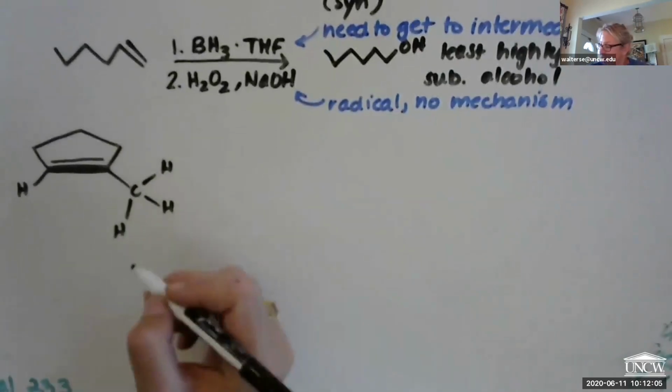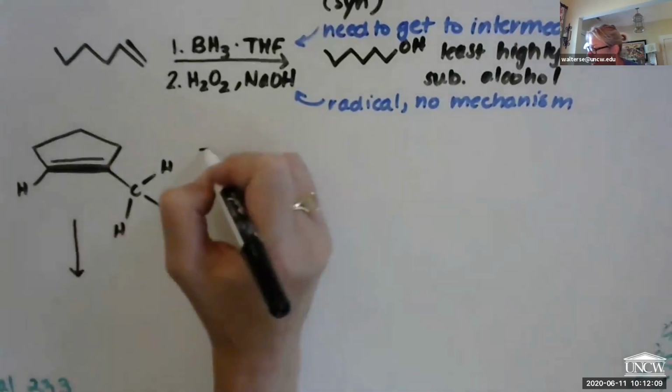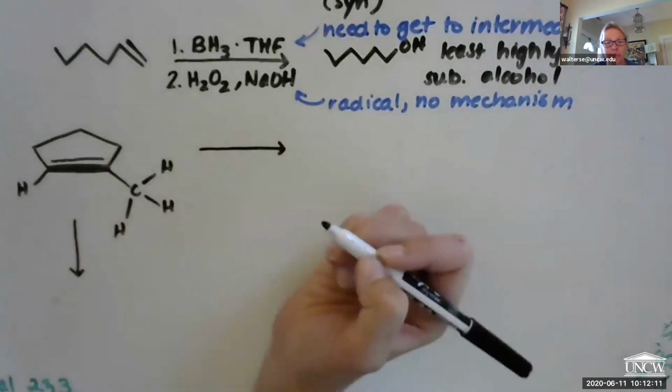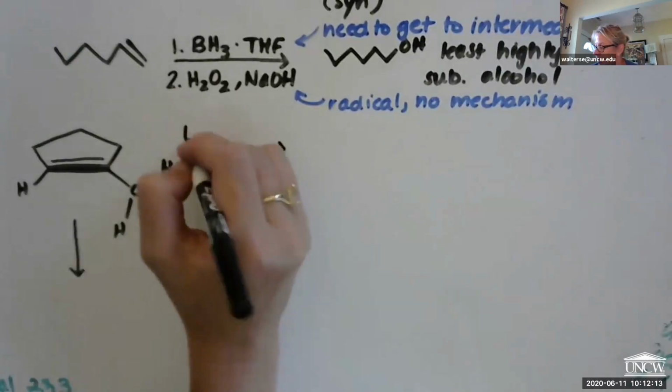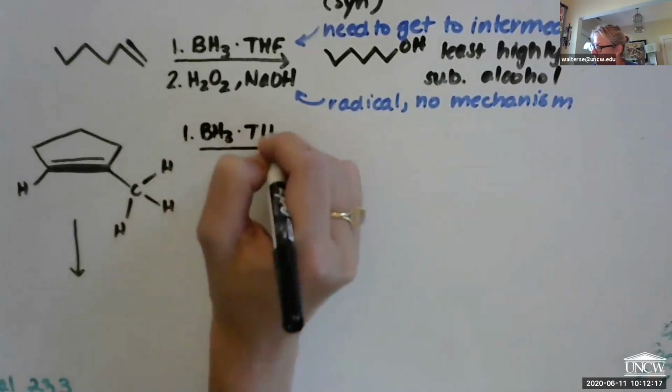So we'll draw it in two directions, here and here. But both of these represent step one. So BH3 in THF.